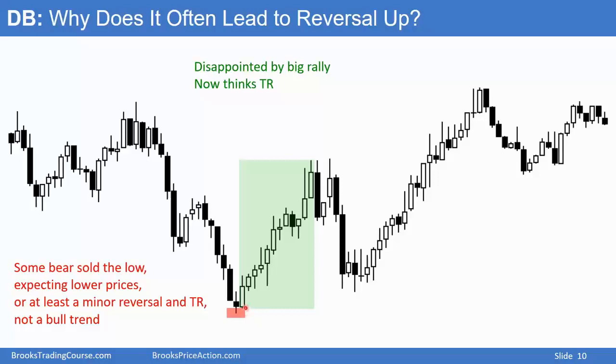When the bears see 8 or 9 consecutive bull bars like this, they're beginning to think that the bull trend has probably ended and the market has now evolved into a trading range. Big down, big up, big confusion, probably a trading range. Once it's in a trading range, it then could either resume down or reverse up.